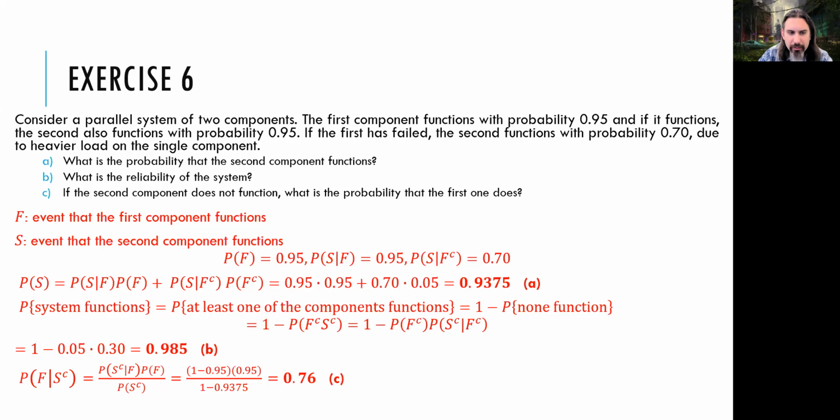Now, reliability of the system means that they work because they are parallel systems. So at least one of them has to work. If they are both not working, then the system fails. But if at least one of them is working, then the system works. There are no problems there.